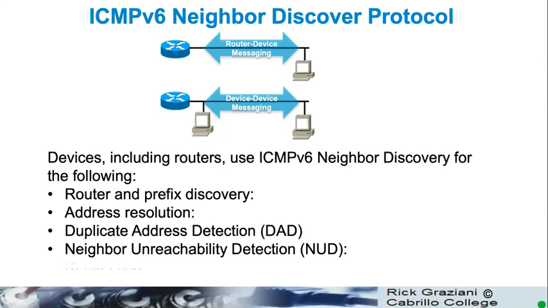Neighbor unreachability detection and redirection. So it's all about discovering neighbors. Who's my router? What prefix am I on? How should I obtain my IPv6 addressing information dynamically? I know the IPv6 address, what is the MAC address? Is the IPv6 address I've been assigned, I've been manually configured with, or I came up with on my own, unique? Is anybody else on this link using that address? And so we'll take a look at all of these in a bit.